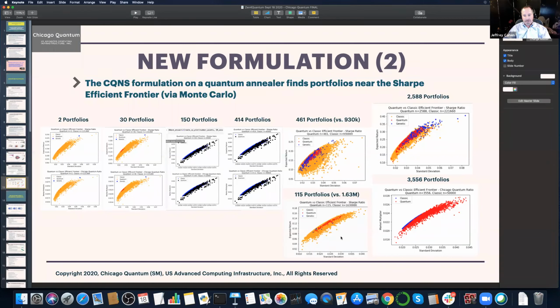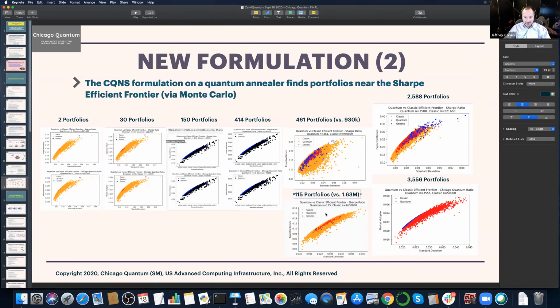In fact, this last picture, before I hand it over to Alex: we ran 115 quantum portfolios versus 1,630,000 Monte Carlo. The good news is that all three methods, generally speaking, found about the same solution. The red is the 115 solutions, and it was close to the efficient frontier along the range of standard deviations you would expect. The blue are the genetic algorithm, the simulated annealer, and you can see those generally had lower standard deviations.